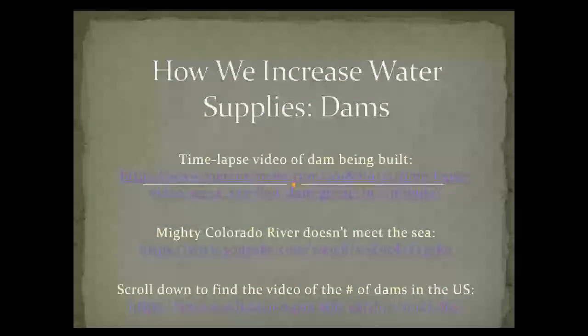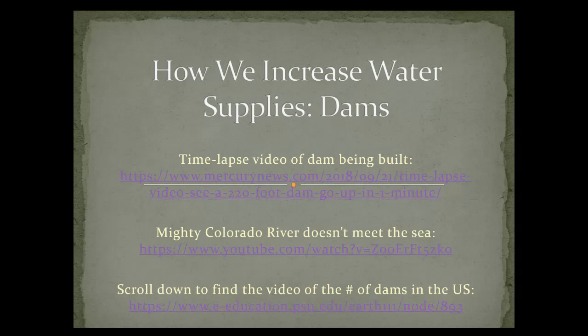So another way that we increase our water supplies is by using dams. So there's a series of 3 videos that I want you to watch. The first one is a time-lapse video of a dam. And when you're watching this, I want you to really think about all of the materials that go into building a dam and the heavy equipment. To build a dam, just the building of it alone, think of the carbon footprint, the amount of carbon dioxide and other heat trapping gases that go into building the dam.